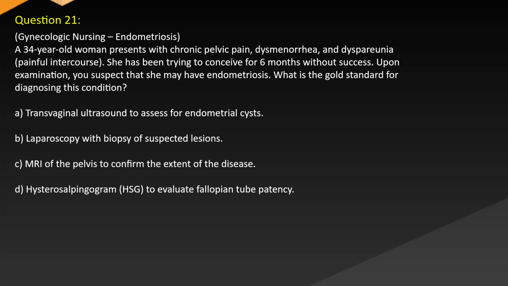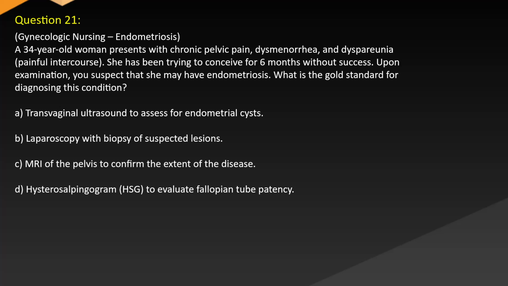Question 21. Gynecologic nursing. Endometriosis. A 34-year-old woman presents with chronic pelvic pain, dysmenorrhea, and dyspareunia, painful intercourse. She has been trying to conceive for 6 months without success. Upon examination, you suspect that she may have endometriosis. What is the gold standard for diagnosing this condition?